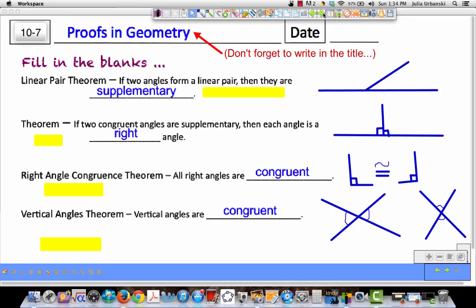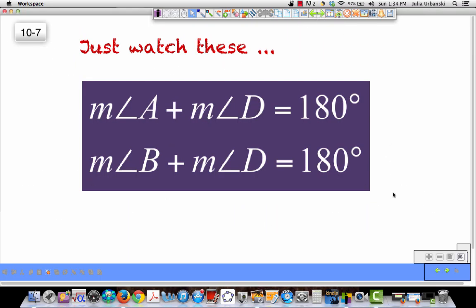All right, quickly let's look at this one here. This rule is important, but it doesn't come up as often. Just watch these examples right here. If the measure of angle A plus the measure of angle D equals 180, that's supplementary. And B and D are also supplementary. What if I just told you that angle D was equal to 50 degrees? Then this other angle D right here would have to be 50 degrees also, right?